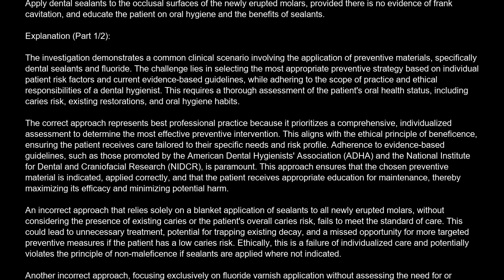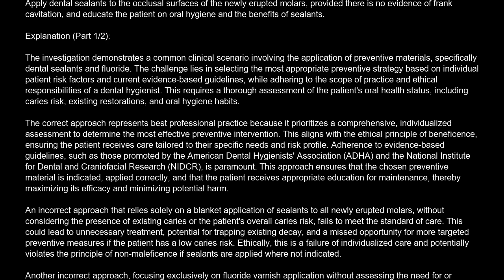This approach ensures that the chosen preventive material is indicated, applied correctly, and that the patient receives appropriate education for maintenance, thereby maximizing its efficacy and minimizing potential harm. An incorrect approach that relies solely on a blanket application of sealants to all newly erupted molars, without considering the presence of existing caries or the patient's overall caries risk, fails to meet the standard of care.